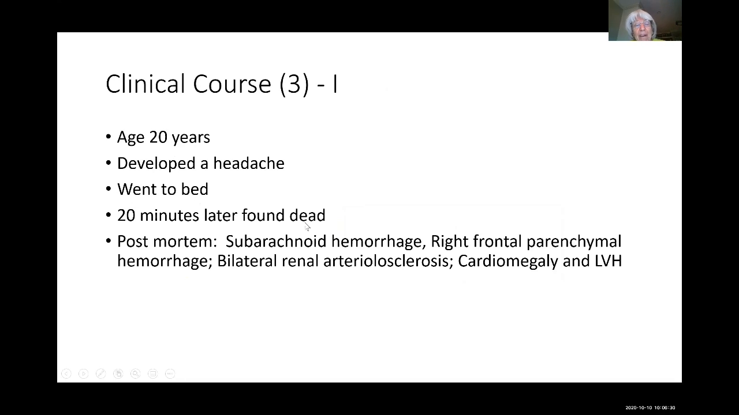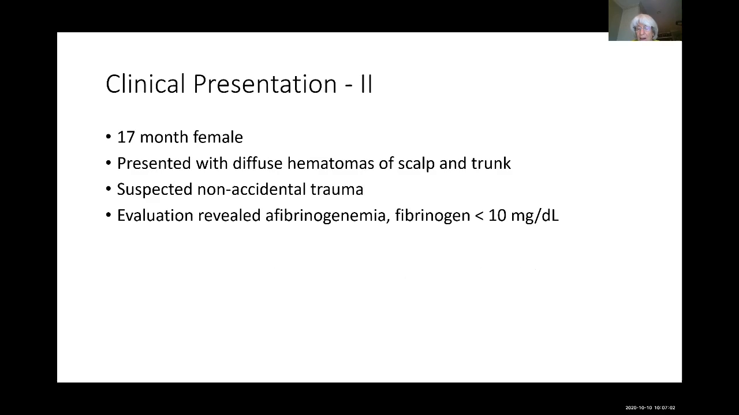So I felt it was really crucial that we do a postmortem and try to find out if he died from bleeding or clotting. And indeed, he had a brain hemorrhage. But at the same time, he had changes in his arteries from chronic small clots, called bilateral renal arteriosclerosis. And then he had the large heart and LVH from the coronary artery. So he had clots in his coronary arteries, clots in his renal arteries, and bleeding in his brain. So this was kind of like simultaneous bleeding and clotting.